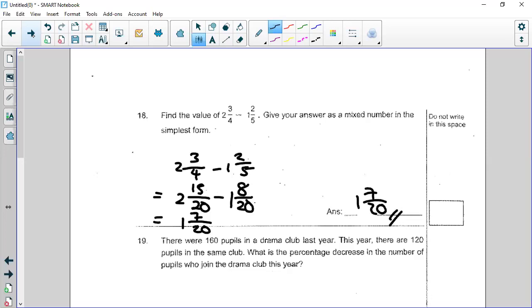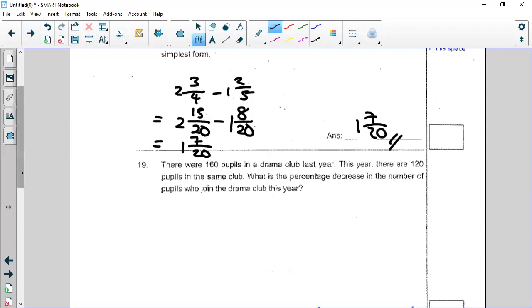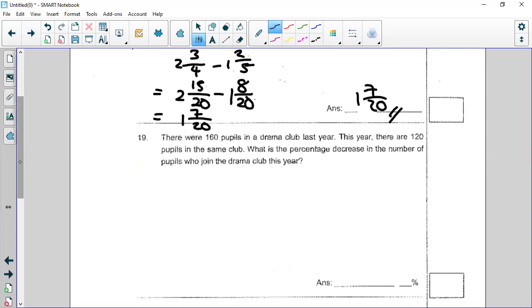Question 19. Now question 19, we have done it quite often already. So hopefully no one gets a mistake because this one came out a lot of times in our lessons. There were 160 pupils last year. This year, there are 120 pupils in the same club. What is the percentage decrease? So to get the percentage, you always get your fraction. You take 160 minus 120. The decrease is 40, which is the numerator. And the denominator is where do you start first? What is your number at first before you decrease? The number at first is 160, right?